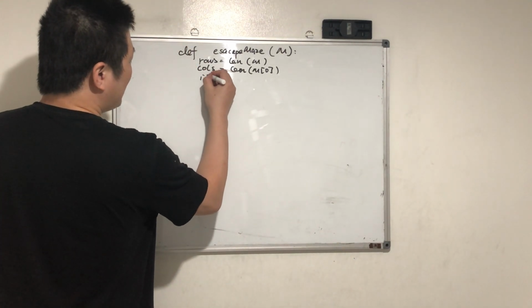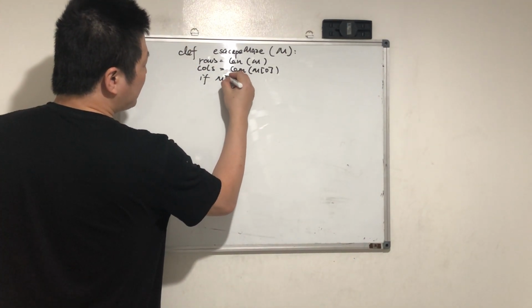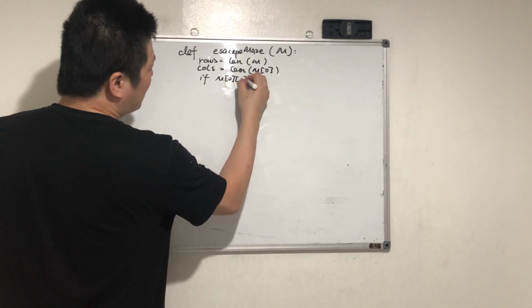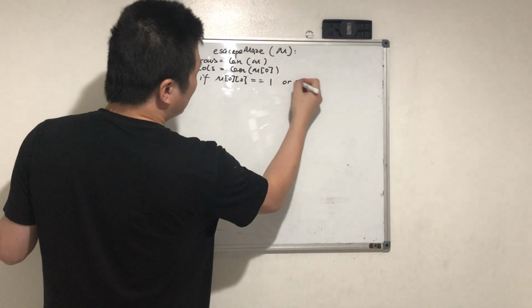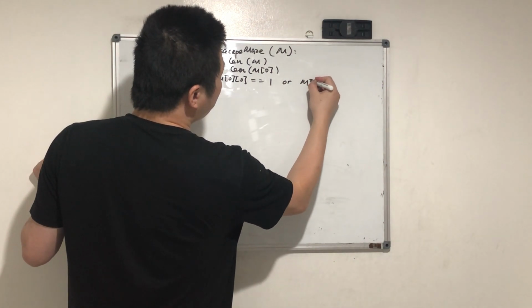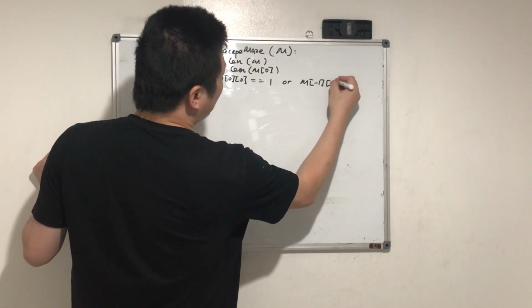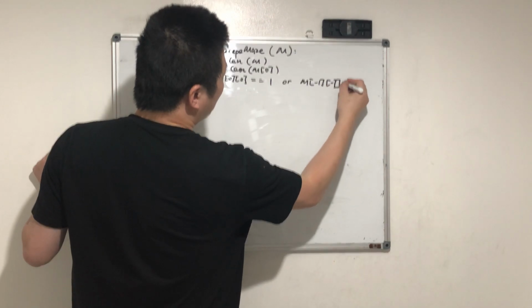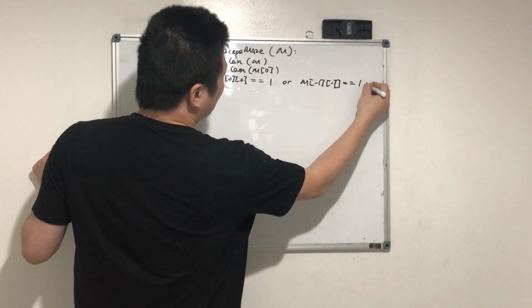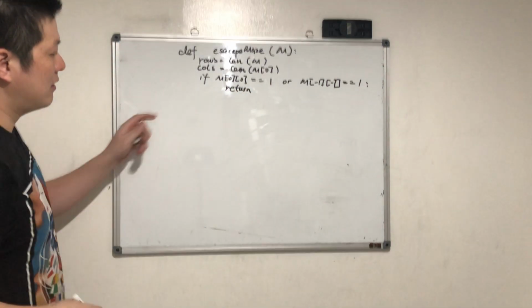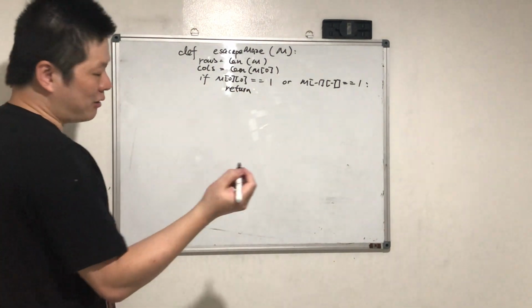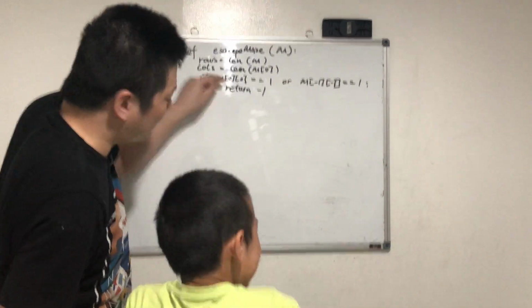And look, if maze[0][0], the first top element, is 1, what should we return? And if maze[n-1][n-1] equals 1, what does it mean? What should we return? Return -1 or false. Yeah, you return -1.